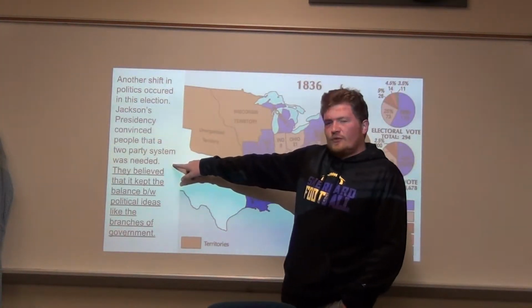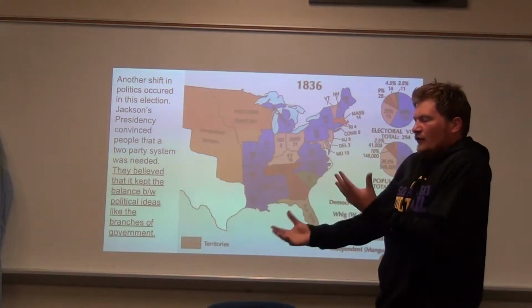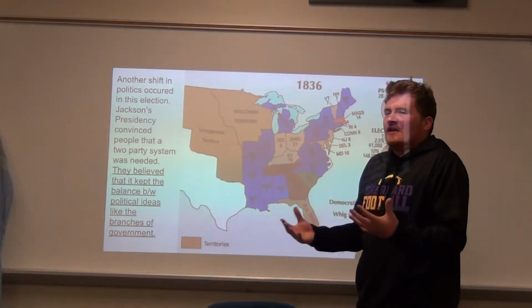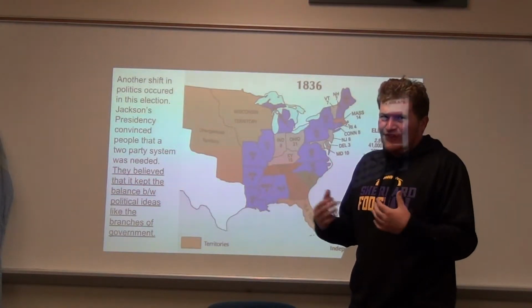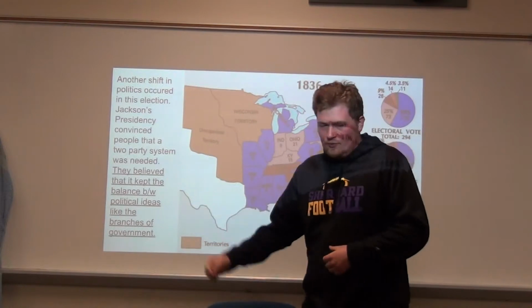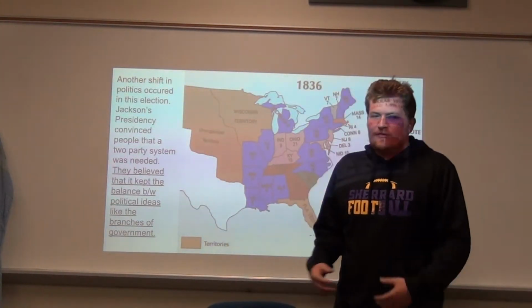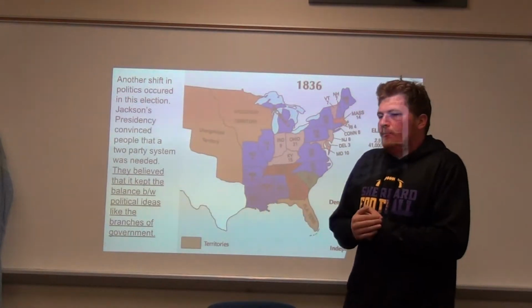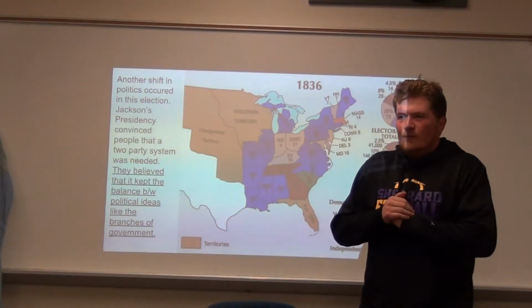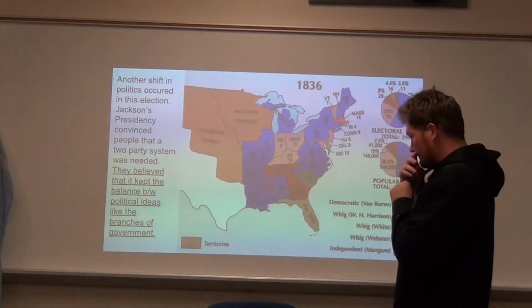A lot of you missed this question on the reading quiz. People believed that two parties, just like two branches of government, keep each other in balance. They check on their political ideologies. So one being very federalist, one being very anti-federalist, keep each other in check. The era of good feelings is all great and dandy, but people were nervous that one party would have complete control. That's not really democracy. Okay?